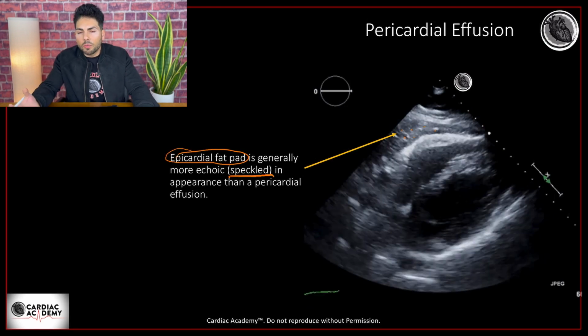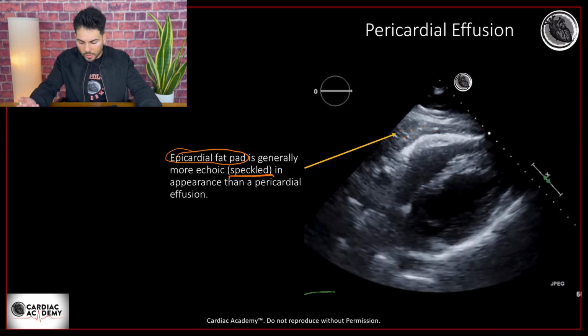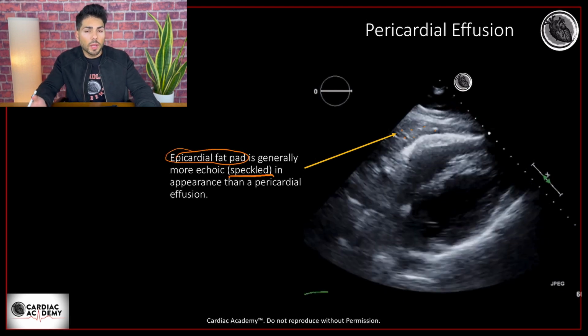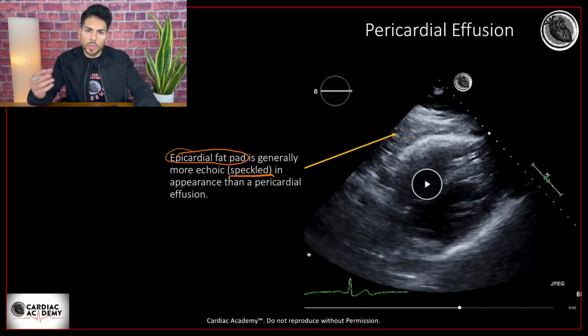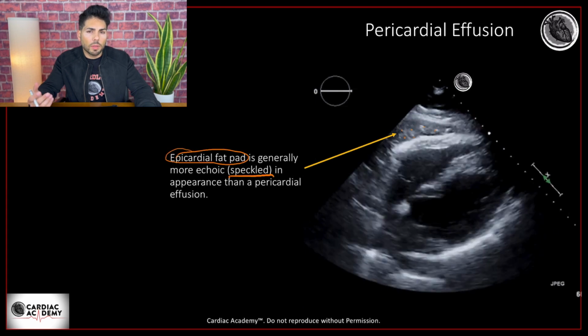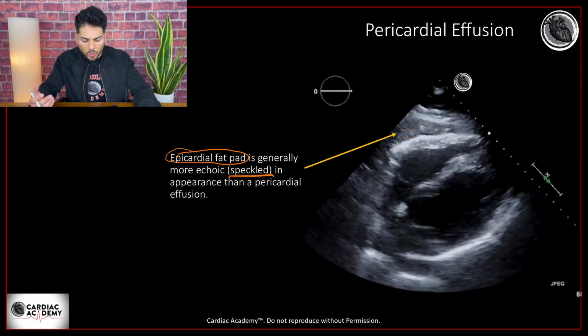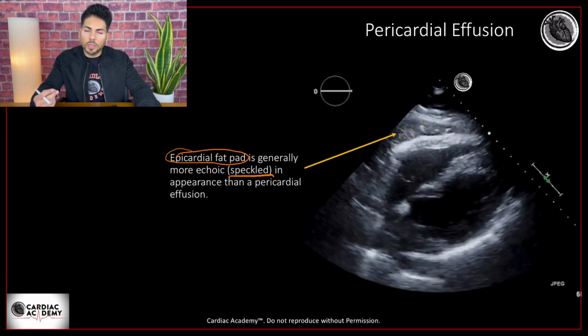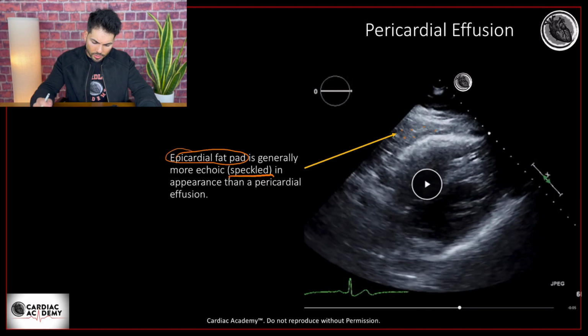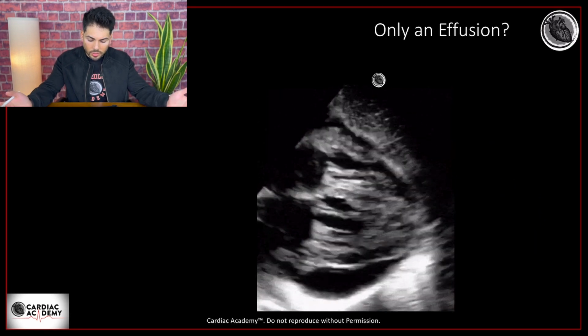All right, it might confuse you for a pericardial effusion, but as you gain more experience, you will be able to differentiate them. A pericardial effusion should be anechoic, fluid around the heart. If it is more echoic, it could be hemopericardium, but if it looks more speckled in appearance, it could be a fat pad, okay? Very good. All right, let's look at this image now.